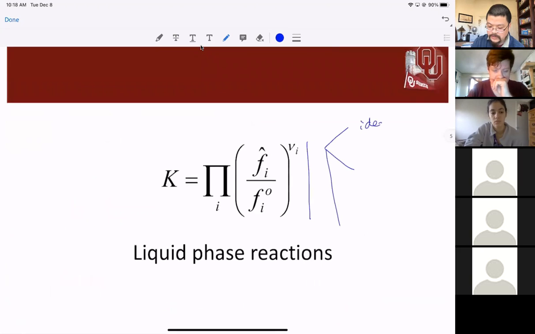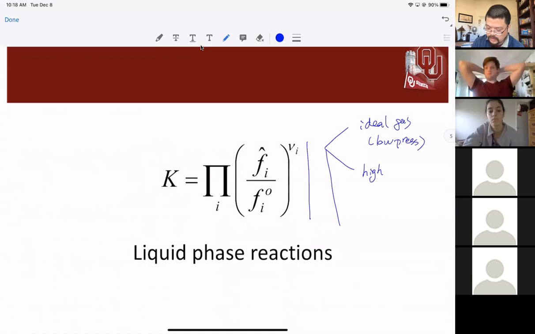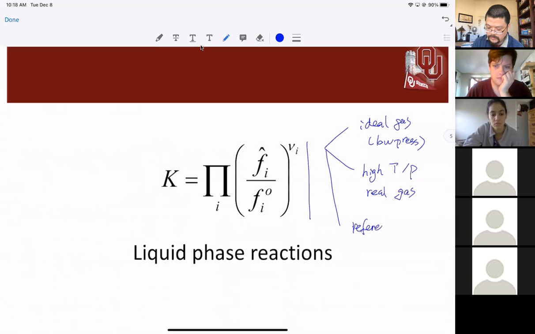then we are looking at ideal gas or low pressure gas, high temperature, high pressure, real gas, right? Or if you have any other reference on those, how do you calculate? So there we were also thinking about if this is the vapor phase, then very likely I need to evaluate, no, not this one.